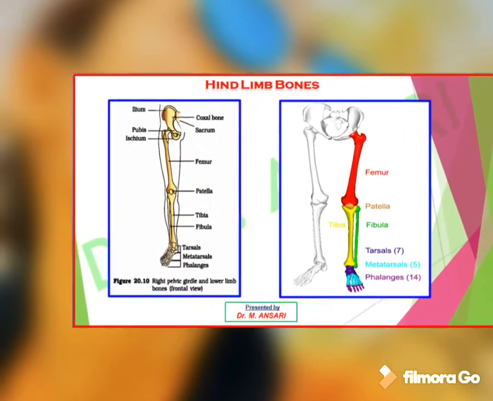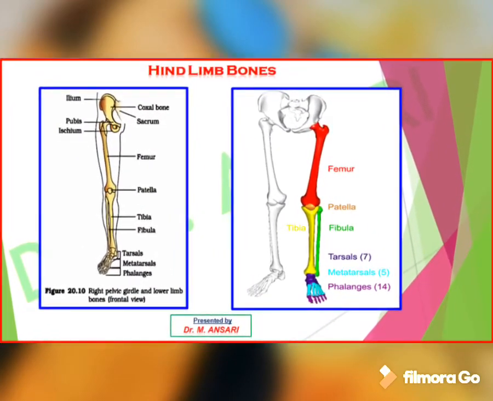According to region, we can say in the thigh region 1 femur, in the knee region 1 patella or knee bone, in the shank region 2 bones, that is tibia and fibula, in the ankle region 7 tarsals, in the foot region 5 metatarsals and in the toes 14 phalanges, which means a total of 30 bones in each limb.